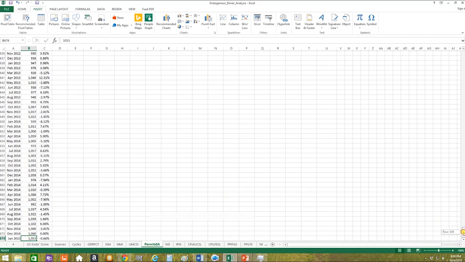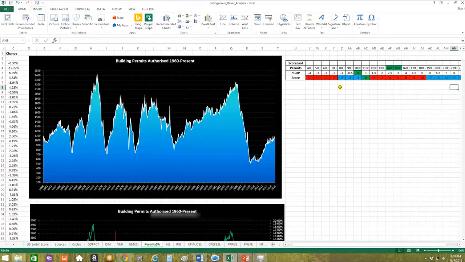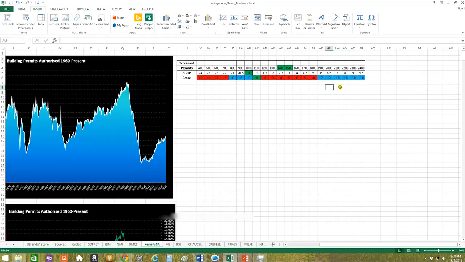1,053,000 applications. And all we have to do is look in our table, our qualitative table, to see what levels of GDP growth this is consistent with and what score we can give it. Well, it's going to be around here. So between 1 million and 1.1, and we're going to have a score of between 0 and -3.